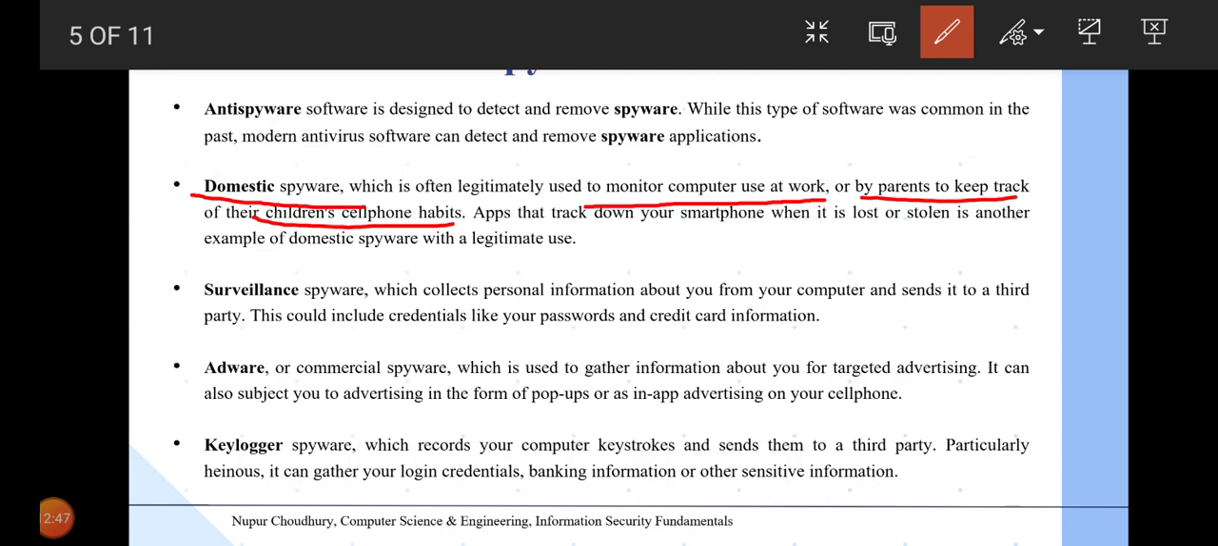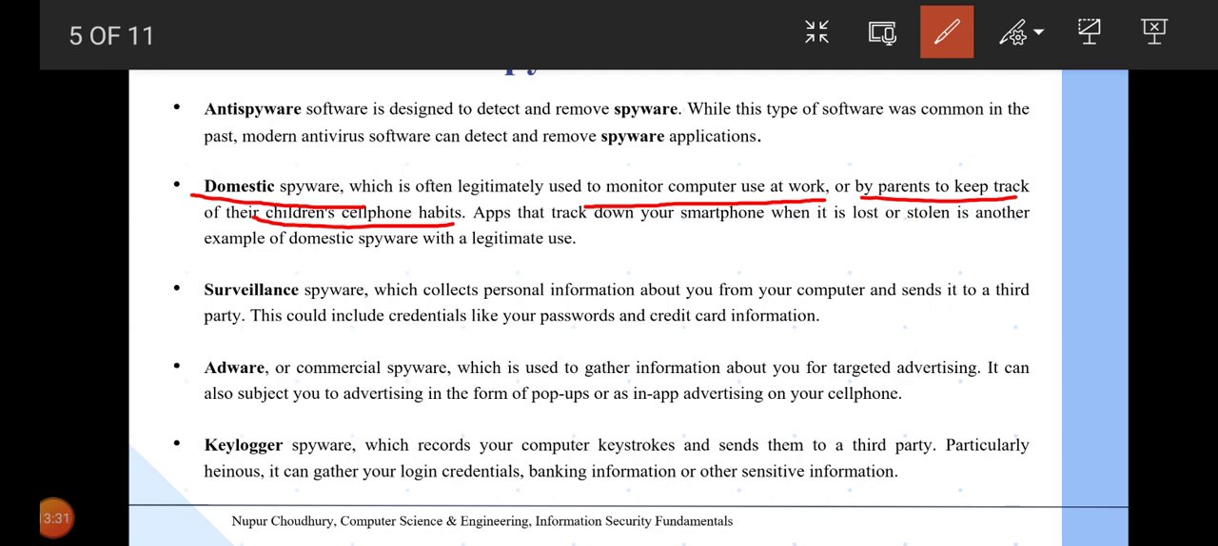The third type is adware or commercial spyware, which is used to gather information about you for targeted advertising. It can also subject you to advertising in the form of pop-ups or as in-app advertising in your cell phone. So basically sometimes we get various pop-ups related to various applications while that application is still in use. Those kinds of pop-ups we can also consider as spyware, and that spyware is known as adware, where advertisement is used in order to gather information about you for targeted advertising.